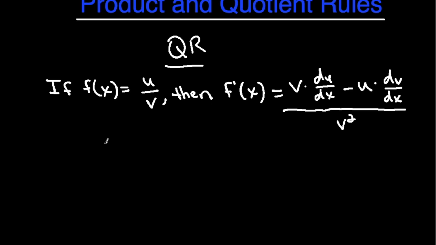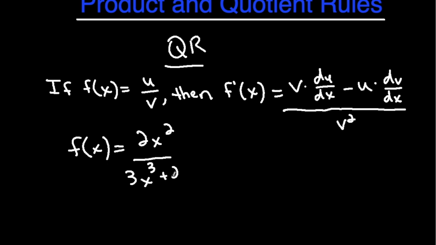So if we had an example, f of x is equal to 2x squared over 3x to the third plus 2x, we could use the quotient rule, and we would think of the numerator as u, and we think of the denominator as v.